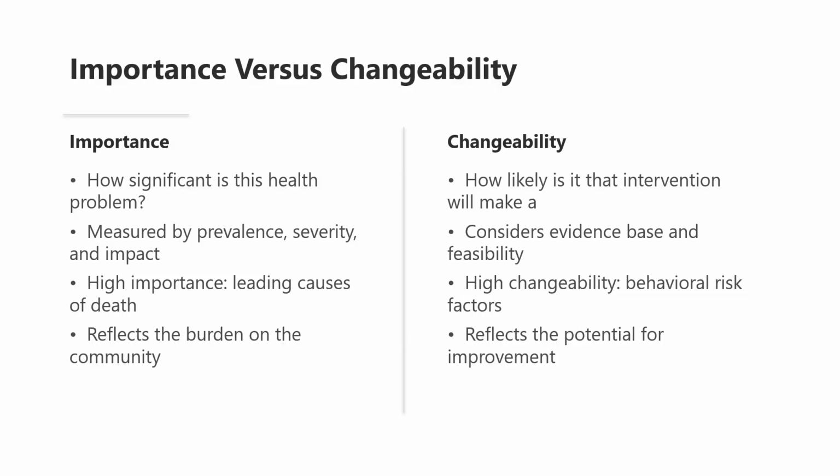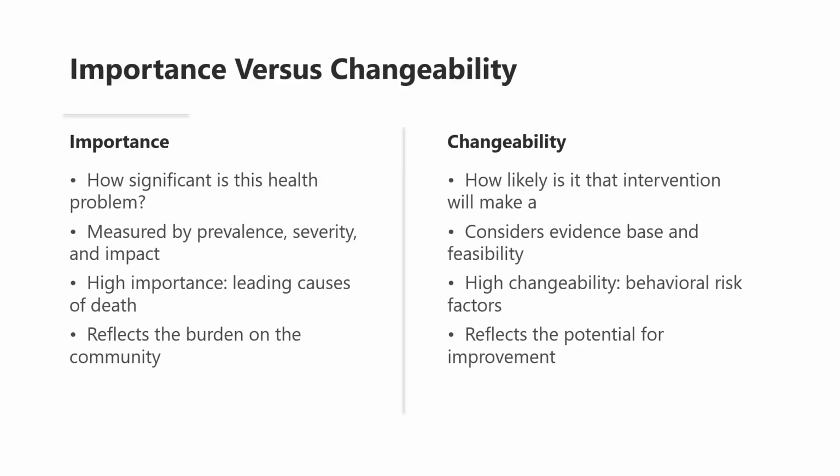The importance dimension asks how significant the health problem is. Importance is determined by factors such as prevalence, severity, mortality, economic burden, and the degree to which the problem affects quality of life. Heart disease, for example, scores very high on importance because it is the leading cause of death, affects millions of people, and has enormous economic costs.